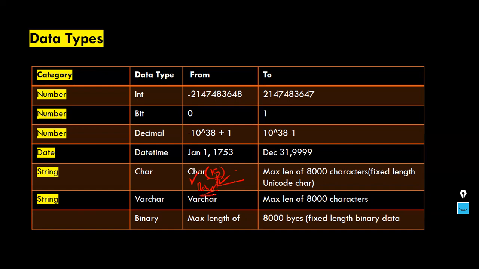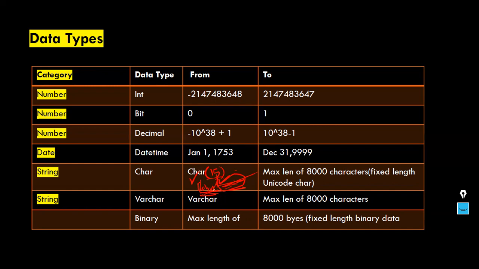For example, if I store only 4 letters, the remaining 11 characters, you cannot deallocate them. That is not possible. It is fixed. Whether you store small or bigger, it will be 15 only. Okay. This sounds not that good, right?